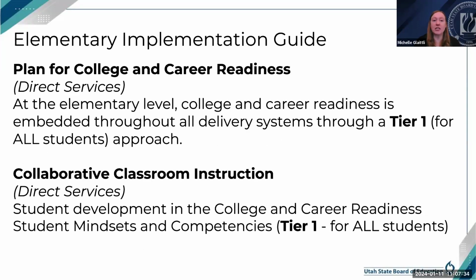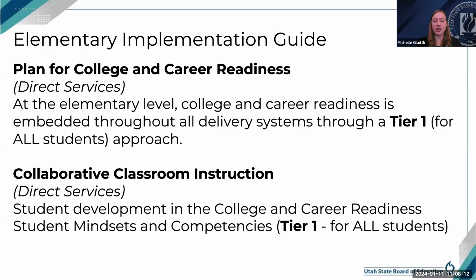So shifting gears a little bit into the elementary implementation guide, we are going to go over the 4 components or delivery modalities that we have in our school counseling program model. The first area is the plan for college and career readiness. This is a direct service, which means this is something we are doing directly with students, right? And like I mentioned at the beginning, this is tier 1 for all students, right? So all students should be getting this college and career readiness piece. And it's really embedded throughout all of the other elements that we're going to talk about in just a minute.